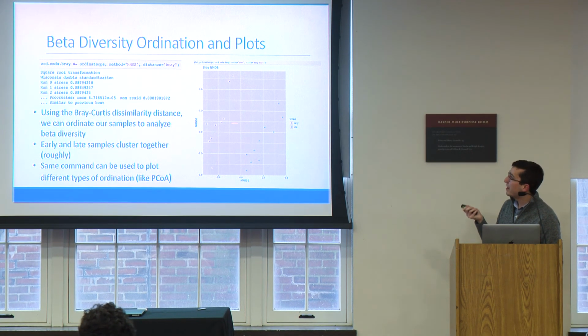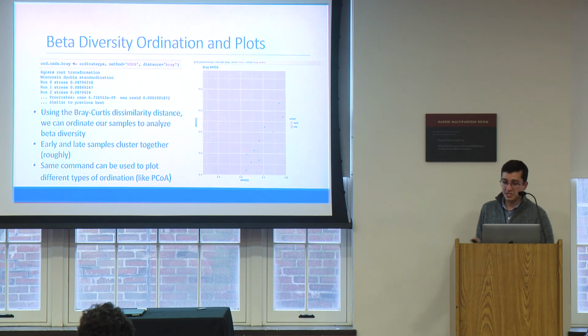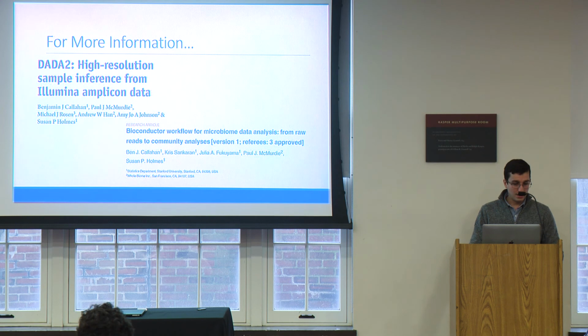When you plot that, you can see your samples clustered together in two different batches. The early samples clustered together and the late samples clustered together. You can use the same commands to plot PCoA just by changing NMDS to PCoA. So that's all I have for the tutorial.